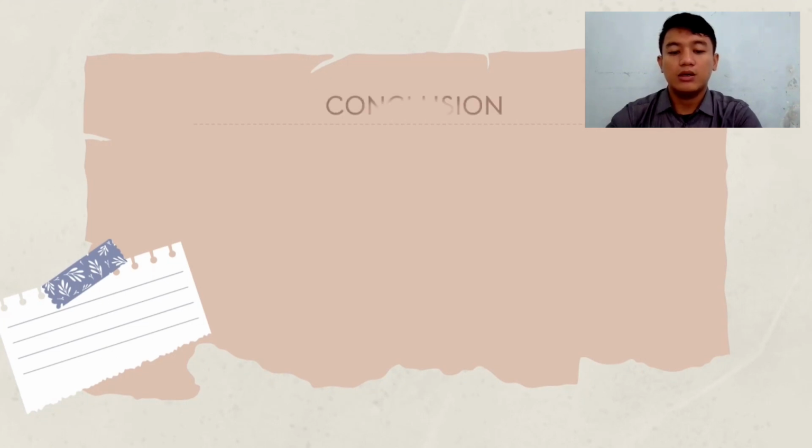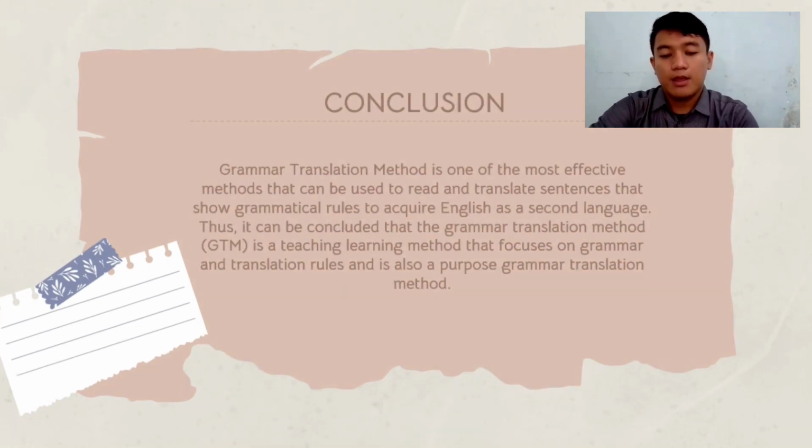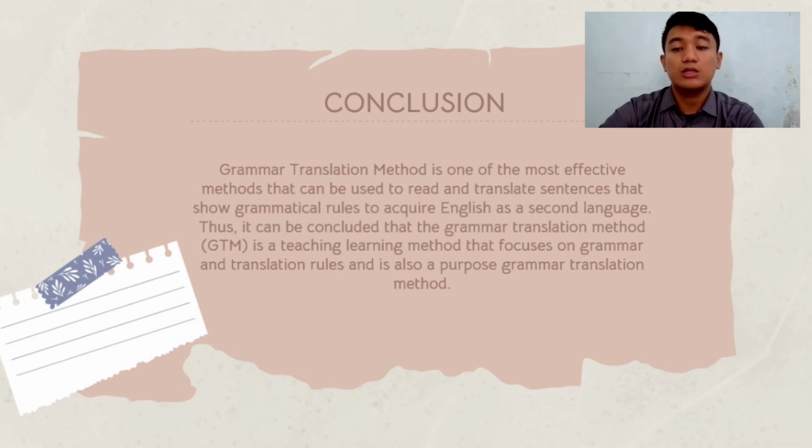And the last, conclusion. The grammar translation method is one of the most effective methods that can be used to read and translate sentences that show grammatical rules to acquire English as a second language. Thus, it can be concluded that the grammar translation method is a teaching-learning method that focuses on grammar and translation rules.